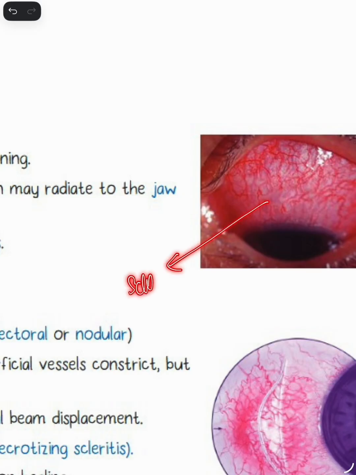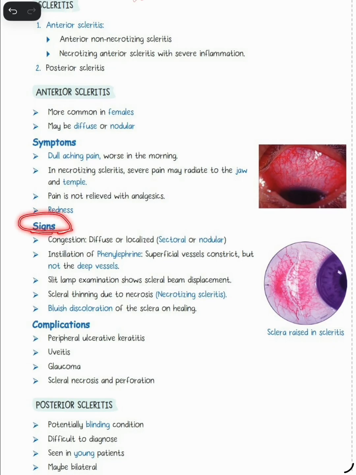This shows the scleritis. And what signs do we see in the patient? There is congestion. Again, it can be diffuse or localized, sectoral or nodular. It can involve only one part of the eye, or it can be nodular congestion, and then comes instillation of phenylephrine. If we instill 10% topical phenylephrine, the superficial vessels constrict. The superficial vessels, which are the episcleral vessels, will constrict, but the deep vessels do not.